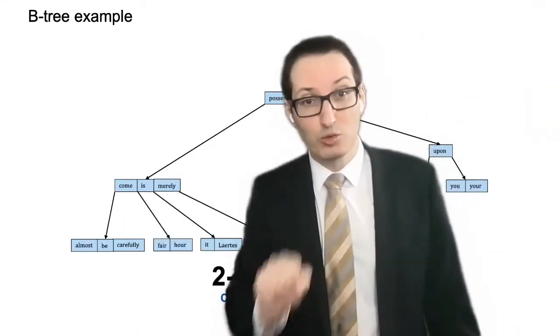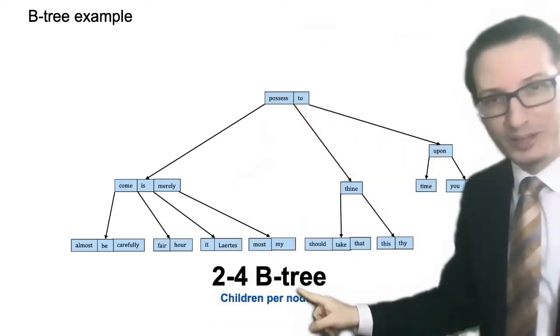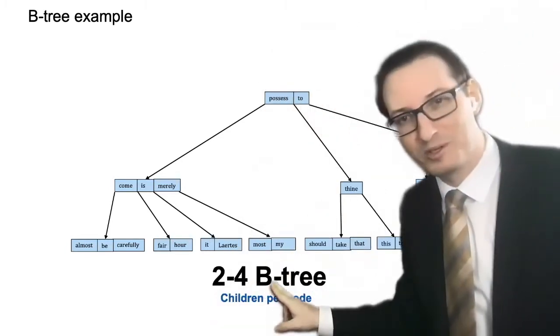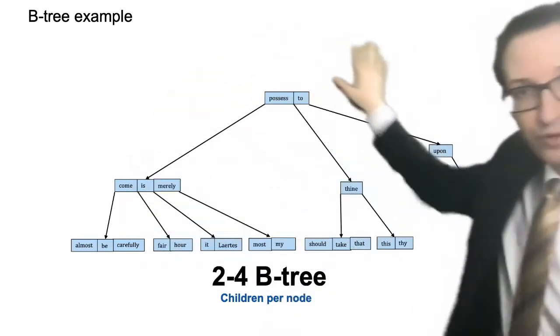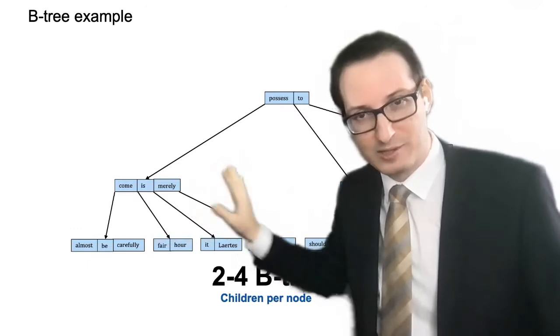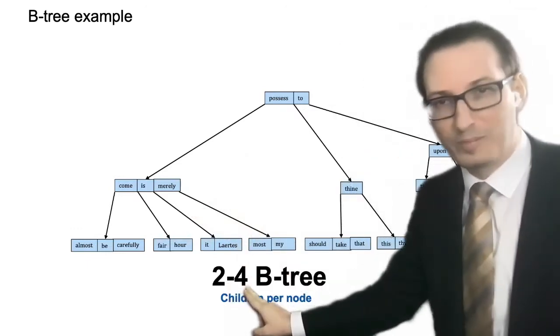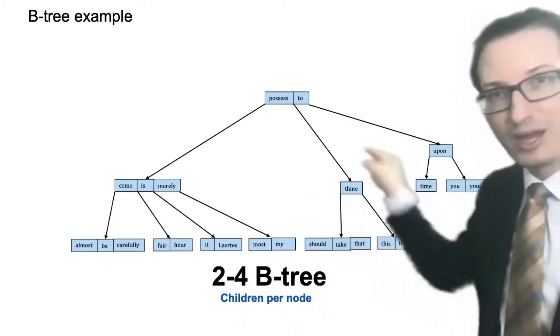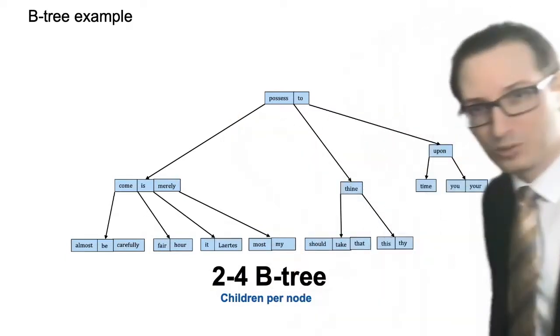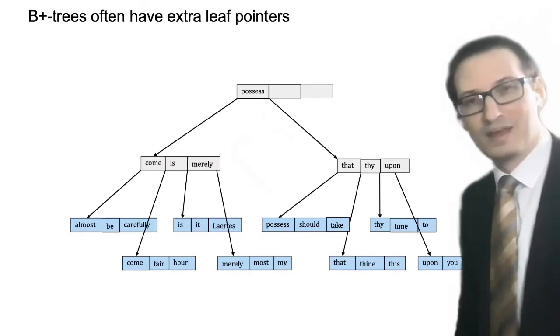Now, this here is a 2-4 B tree. And again, I'm giving you the example, there is no plus in there. The fact that there is no plus means that we have the terms and the posting lists everywhere. That's a B tree. And 2-4 means that we have between 2 and 4 children. So here we have 4, here we have 2, here we have 2, and here we have 3. So this is all good. That's an example of a B tree.